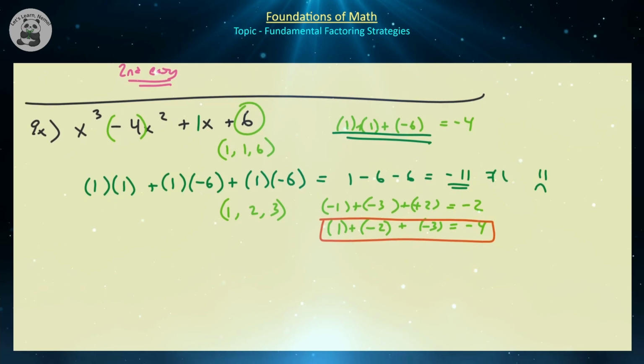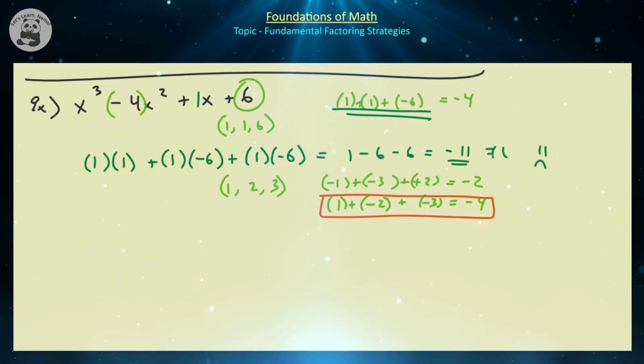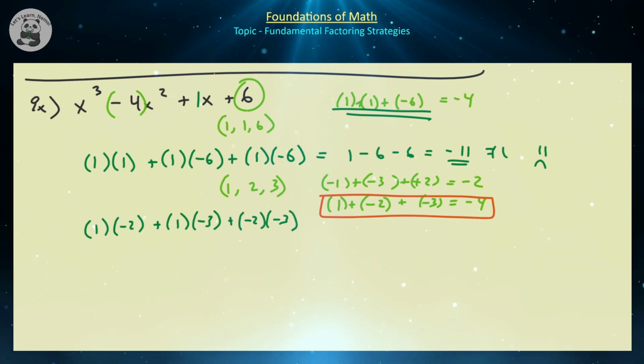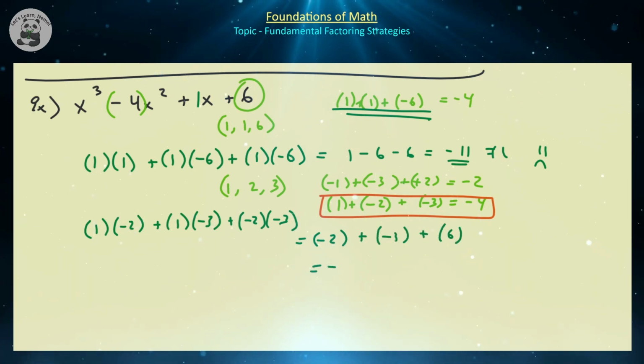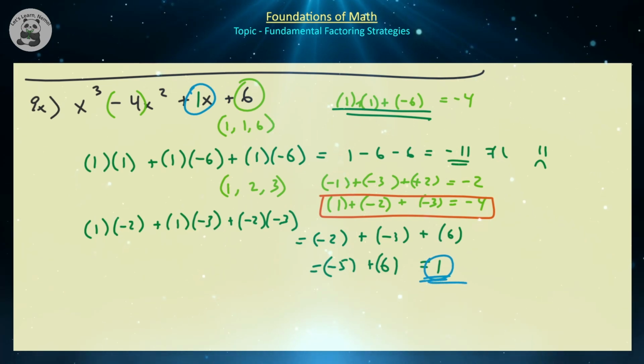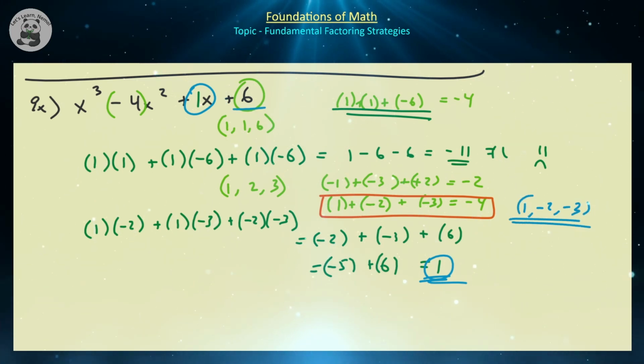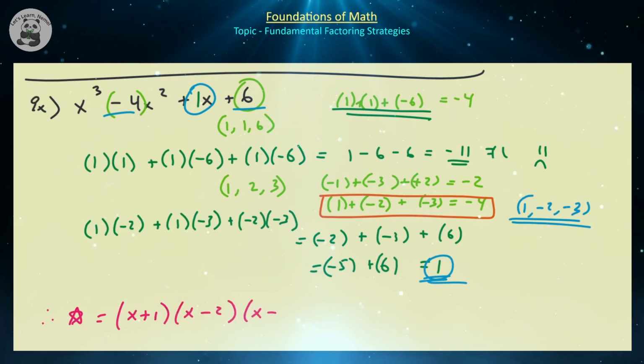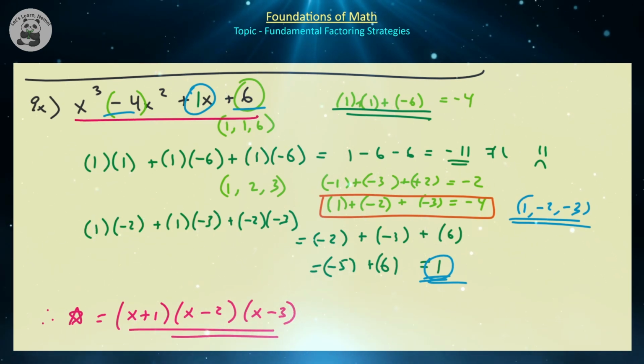Now we need to verify that this sequence gives us what we want. So let's do that in order: 1 times minus 2, 1 times minus 3, minus 2 times minus 3. That's going to be equal to minus 2 plus minus 3 plus positive 6. So that's minus 5 plus positive 6, which is 1, which is the magic number that we want. So we found three numbers, 1, minus 2, minus 3, that multiply together to give us 6, add together to give us minus 4, and combinatorially multiply and add to give us 1. So we found our factors. That means this thing will factor into x plus 1, x minus 2, x minus 3, and you can FOIL these out and see that it definitely does give us that original one.